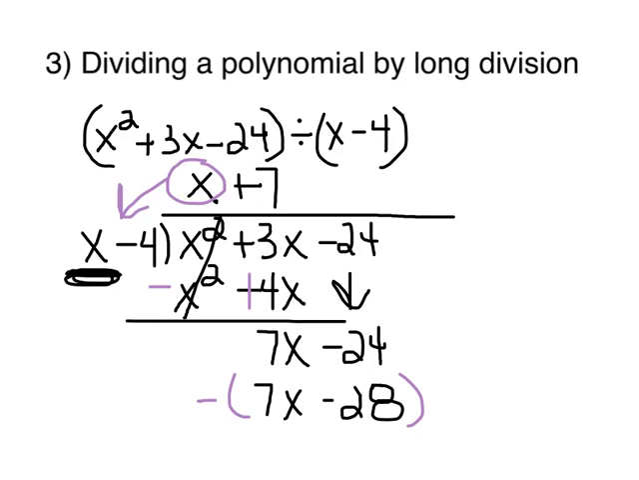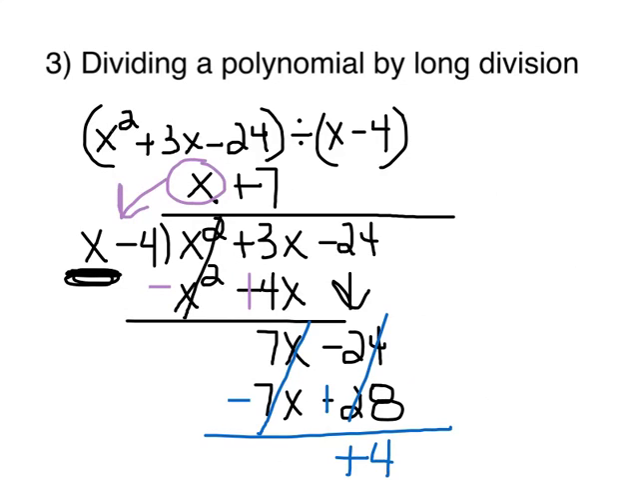So we'll be distributing this negative sign to our parentheses, which will mean that we'll have a negative times 7x, and then a negative times a negative 28 will make this a positive 28. And now we can actually subtract. 7x minus 7x will cross off. A negative 28, a negative 24, and a positive 28 will give us a positive 4.